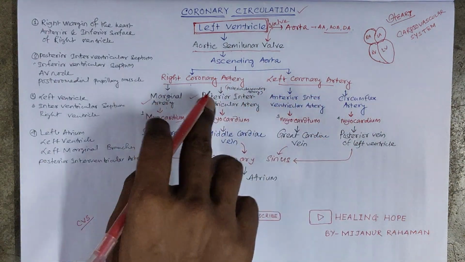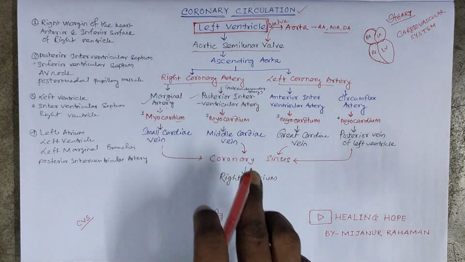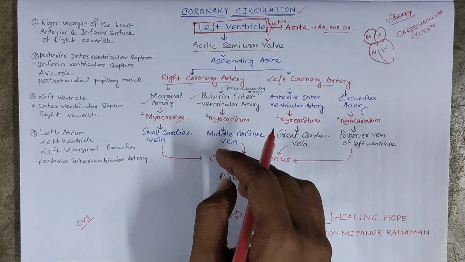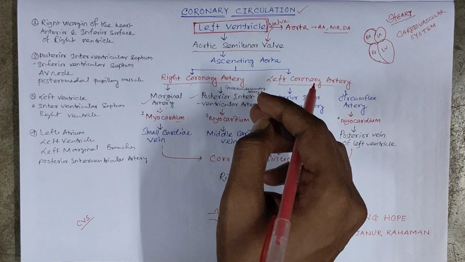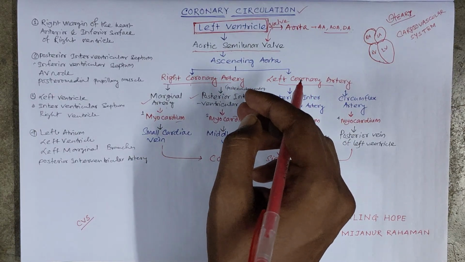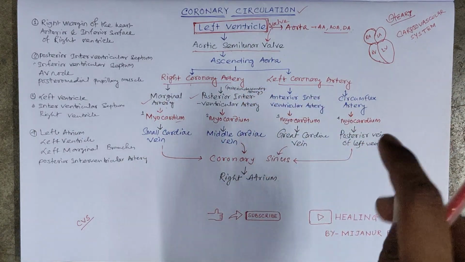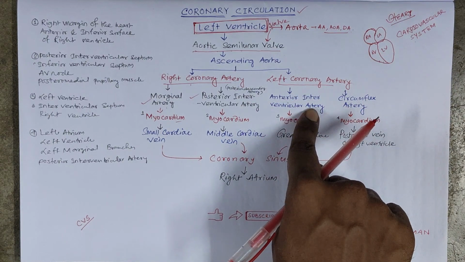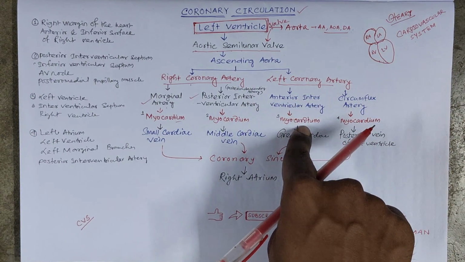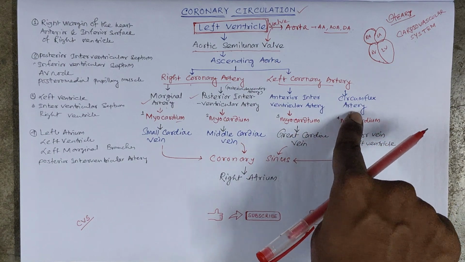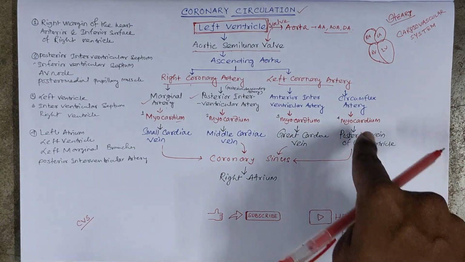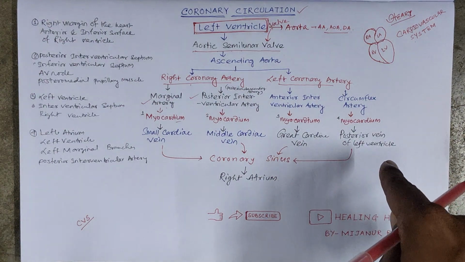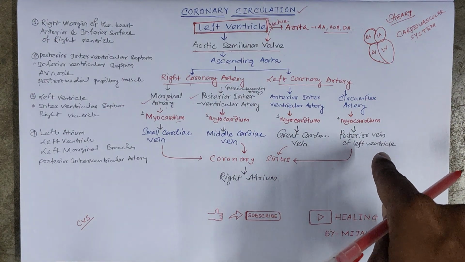What about the posterior interventricular artery? It supplies the posterior interventricular septum, inferior ventricular septum, AV node and posteromedial papillary muscle. In the case of the anterior interventricular artery, it is the left ventricle, interventricular septum and right ventricle. The circumflex artery supplies the left atrium, left ventricle, left marginal branches and posterior interventricular artery.